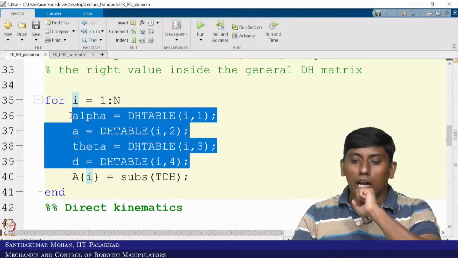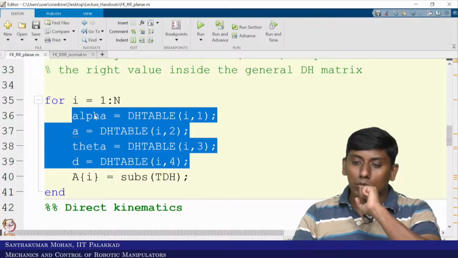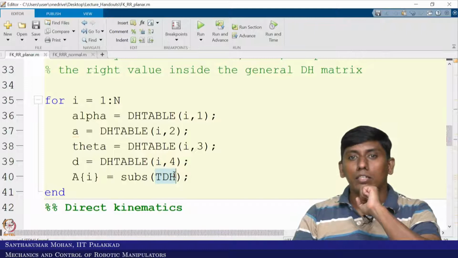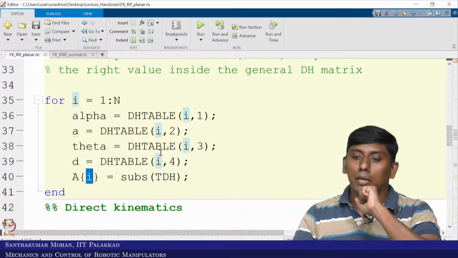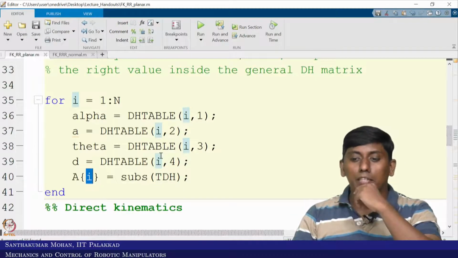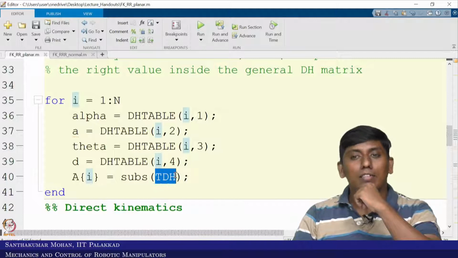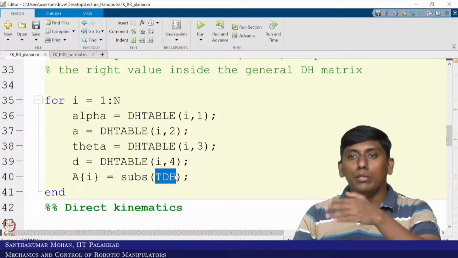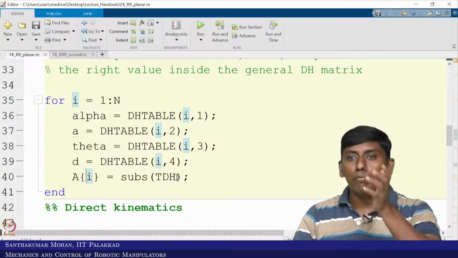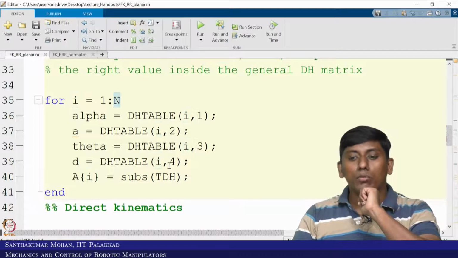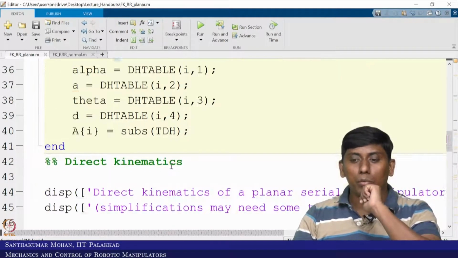Once you get this alpha to D, then you can substitute these variables into TDH, in the sense your ARM matrix. Now, what will come? The first cell will fill with the first row of the DH table, that will give T01, in the sense T1 of 0. The second iteration, it would be the second cell, that would be T2 of 1. The third cell, that would be T3 of 2, that we would be getting.